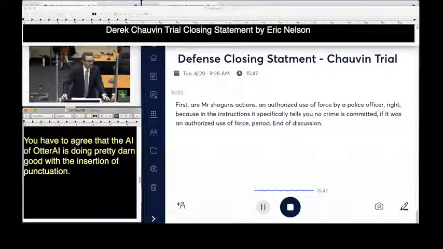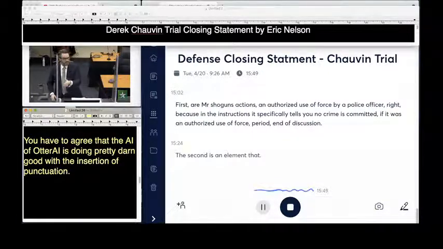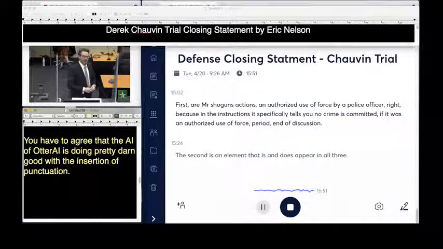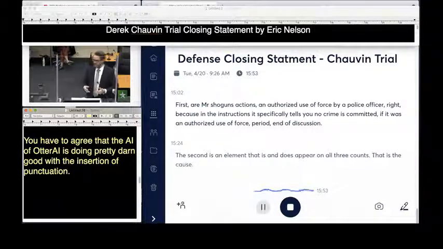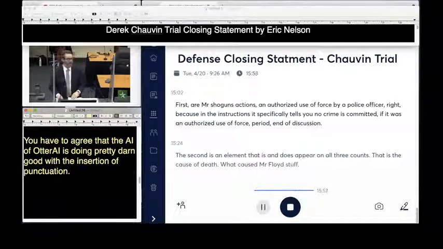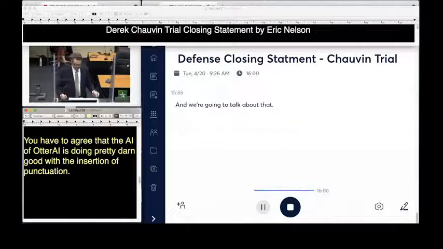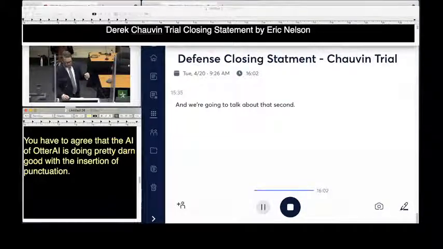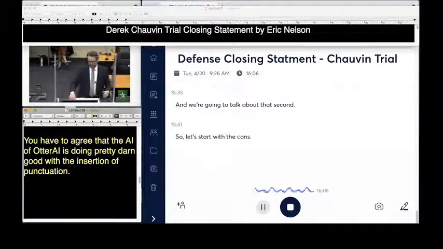The second is an element that does appear in all three counts. That is the cause of death. What caused Mr. Floyd's death? And we're going to talk about that second. So, let's start with the concept of reasonable force.